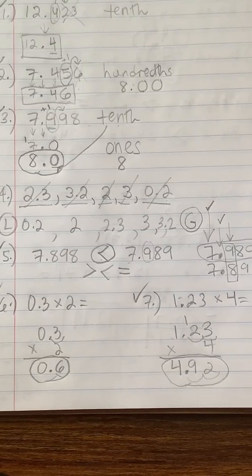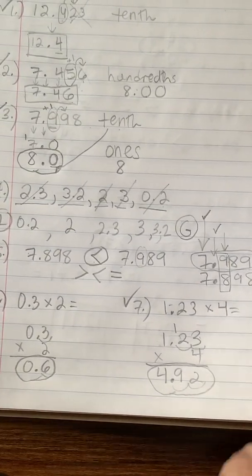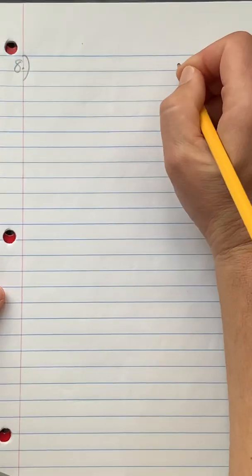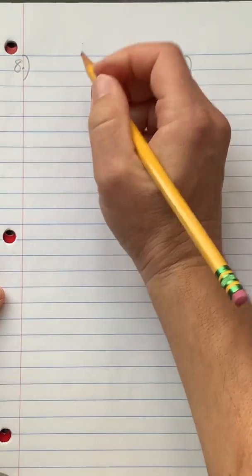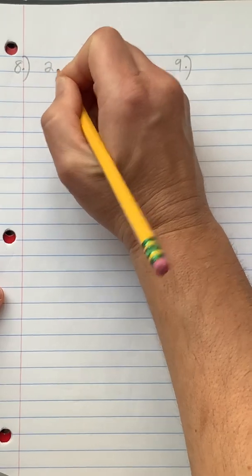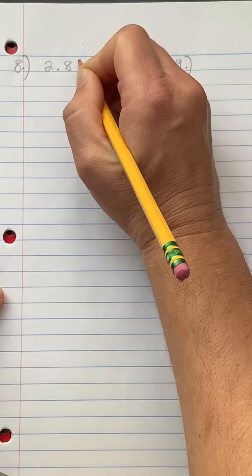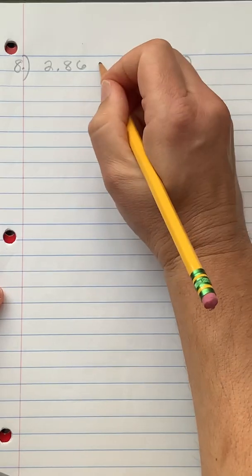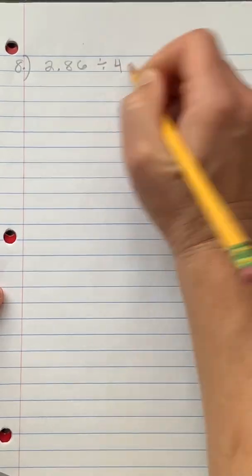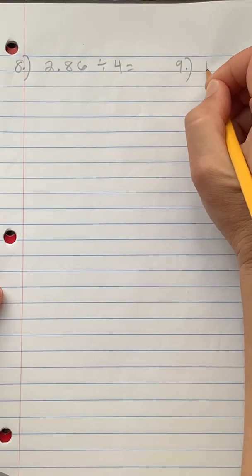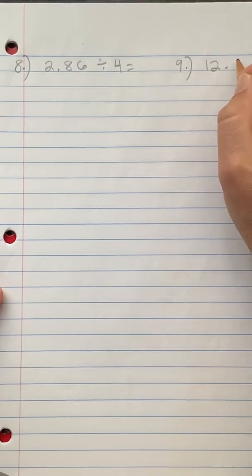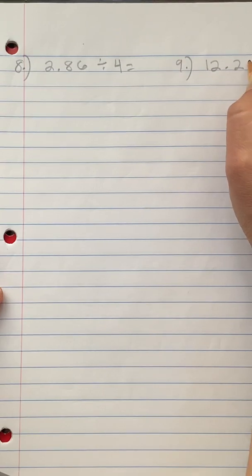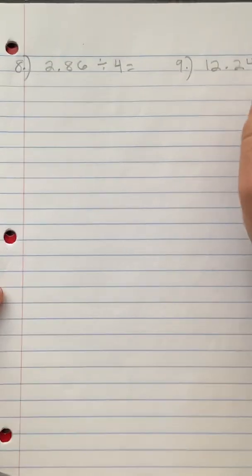All right, our last 2 problems for today, as you may have guessed, will be division of decimals. I need more space. We're on problem 8 and 9. I'm going to give you 2 at a time again, so please copy 2 and 86 hundredths divided by 4, and 1 and 24 hundredths divided by 2.